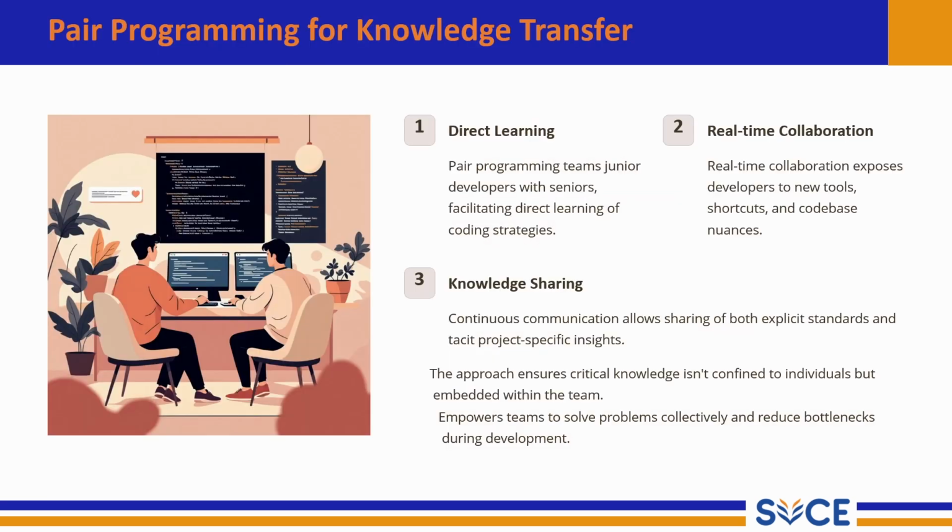In the next slide, we will see pair programming for knowledge transfer. Here, number one is direct learning. Pair programming teams junior developers with seniors, facilitating the direct learning of the coding. And the next one is real-time collaboration. Real-time collaboration exposes developers to new tools, shortcuts, and code-base nuances.